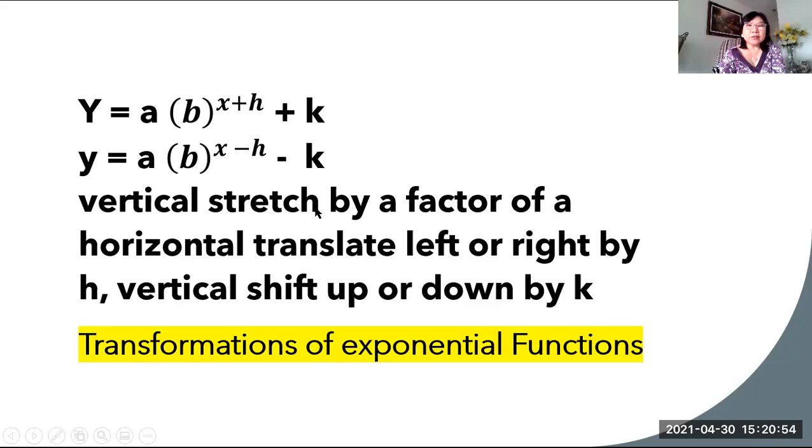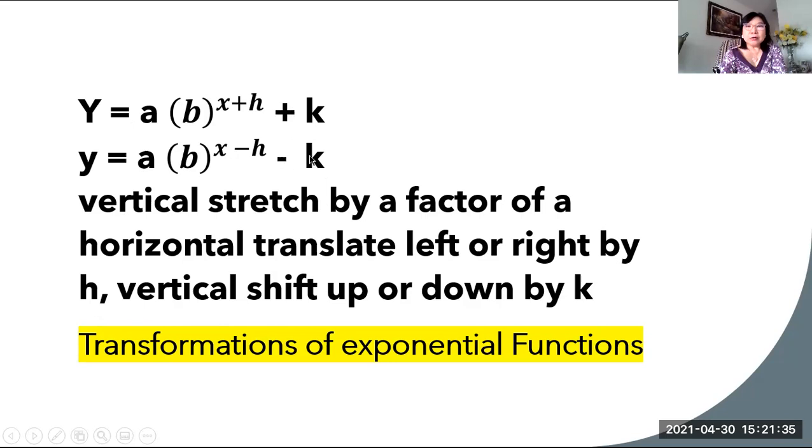A is the vertical stretch by a factor of a. H here stands for horizontal translation to the left or right by h. And k here represents a vertical shift up or down by k units. In the first equation, we translate to the left, that's why you have x plus h. In the second function, you have x minus h here, which means we translate to the right.